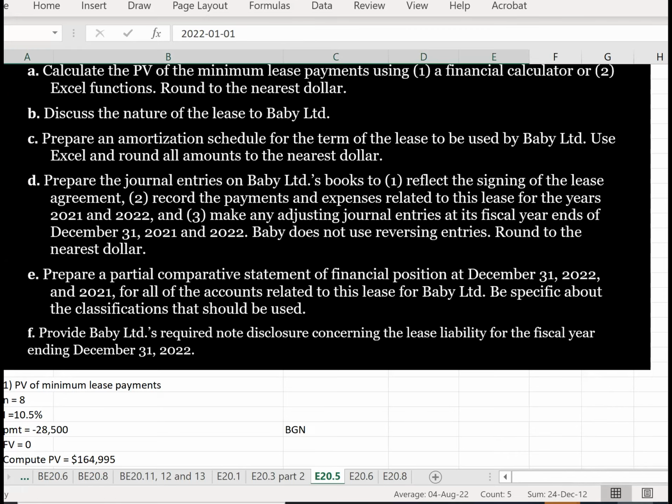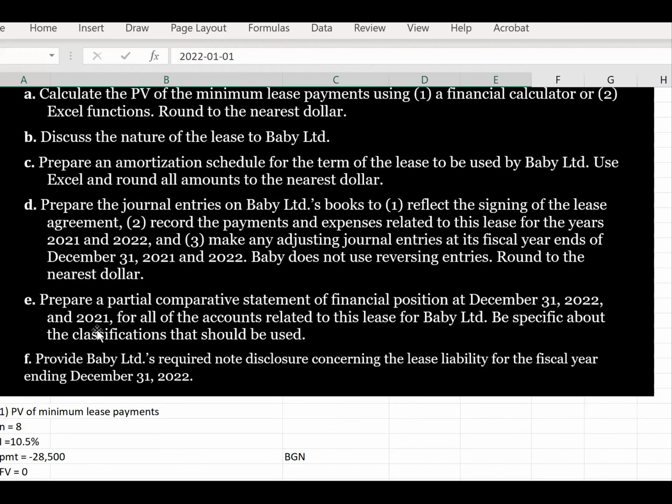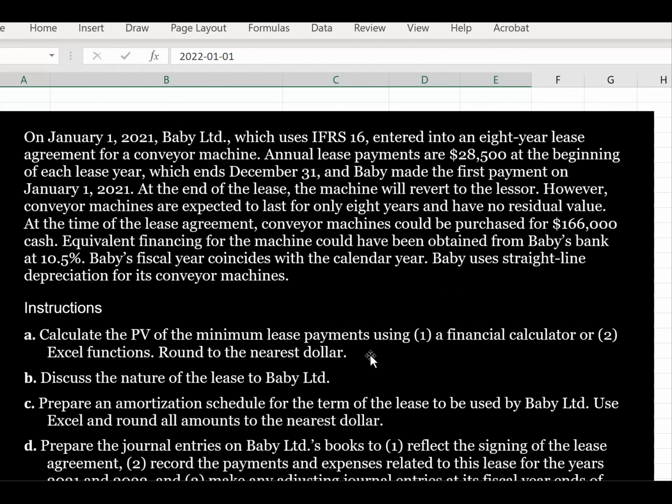Okay, so then we've got it prepared the note disclosure for the fiscal year ending December 31st, 2022. And that's exactly what we did do. So a little bit more of a complicated lease question and a lot more on the disclosure side. So I hope that made sense.